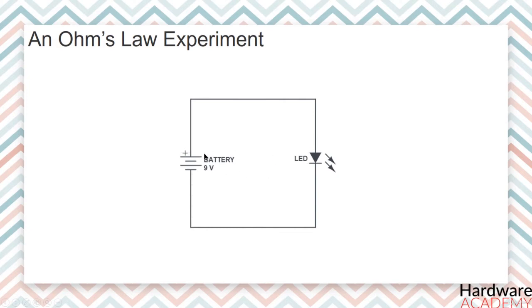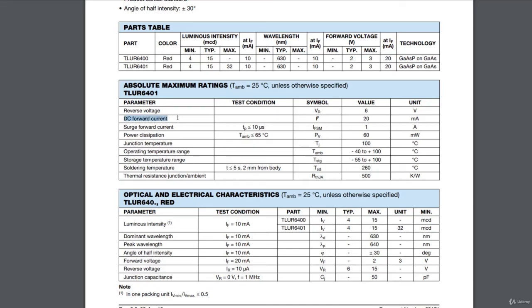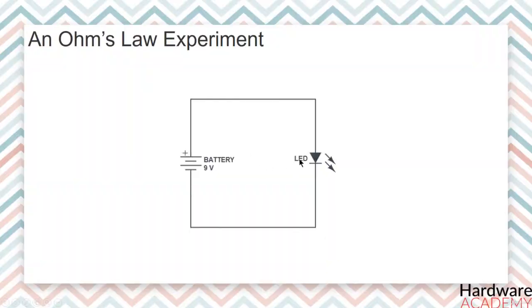Alright, so for this example, we have a 9 volt battery and a red LED with a maximum current rating of 20 milliamps, or 0.02 amps if you prefer. And to be safe, we would rather not drive the LED at its maximum current, but rather a slightly lower current, let's say 18 milliamps. If we simply connect the LED directly to the battery, the values for Ohm's law look like this.